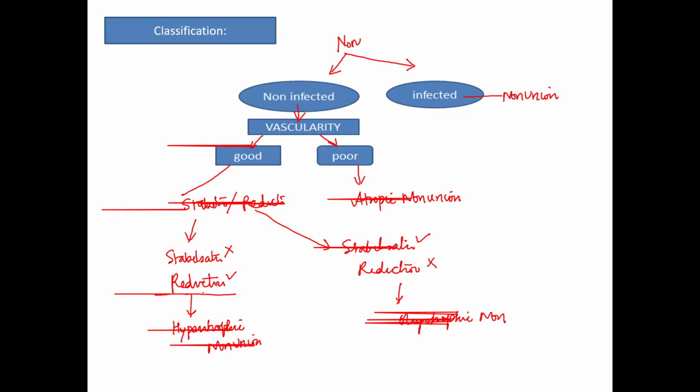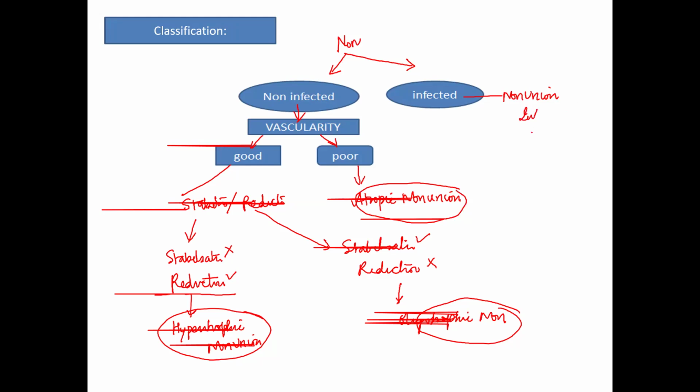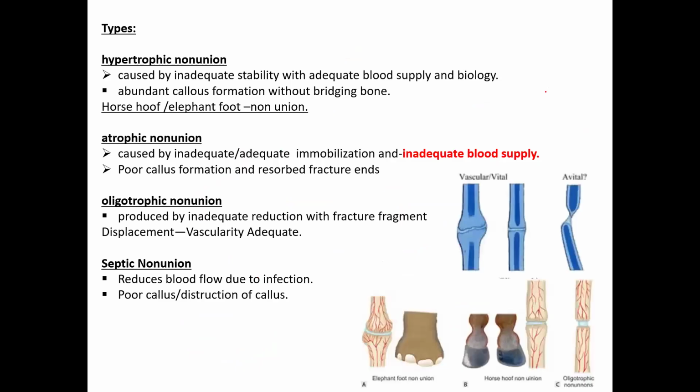To name them, we have four types of non-union. One is hypertrophic non-union, other is oligotrophic non-union, third is atrophic non-union, and fourth is infected non-union. If you remember the pathology behind this one, here stabilization, here vascularity, here poor reduction, vascularity and infection, you can find out what the treatment is for each.